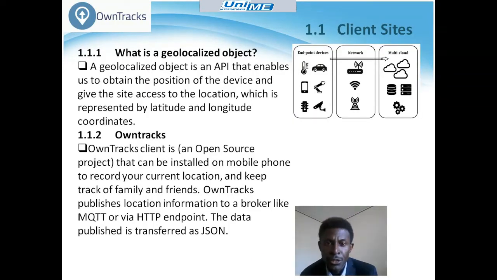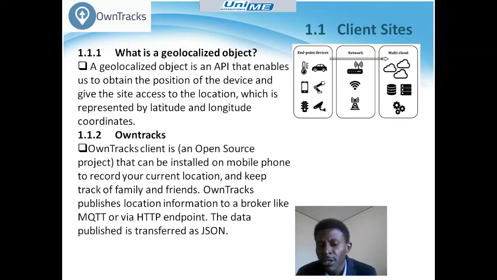Client side. What is a geolocalized object? It's an API that enables us to obtain the position of the device and give the site access to the location, which is represented by latitude and longitude coordinates. Owntracks Client is an open source project that can be installed on a mobile phone to record your current location and keep track of your family and friends.